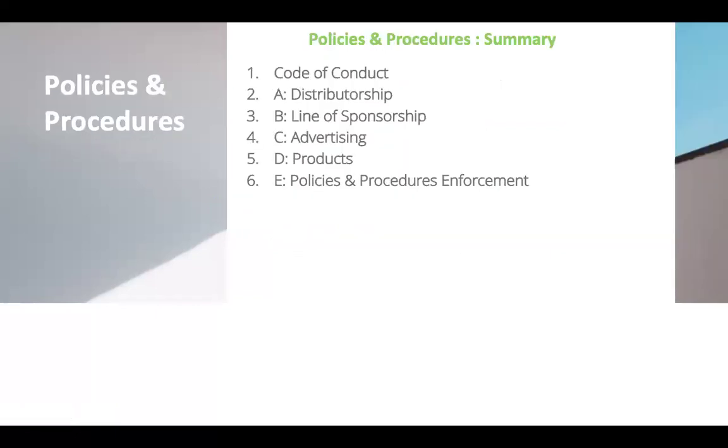All right. Two weeks ago, we started on the policies and procedures. The policies and procedures are divided into six areas. The first part is a code of conduct. That is simply how we need to conduct ourselves in business, how we need to act when you're dealing with the public, when you're dealing with our distributors, when you're dealing with prospects.